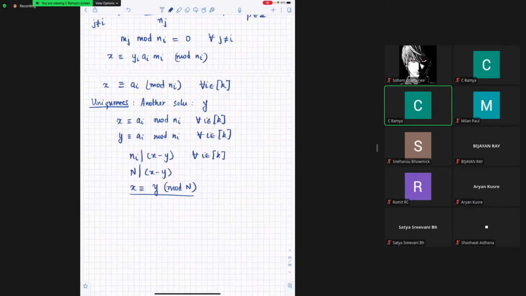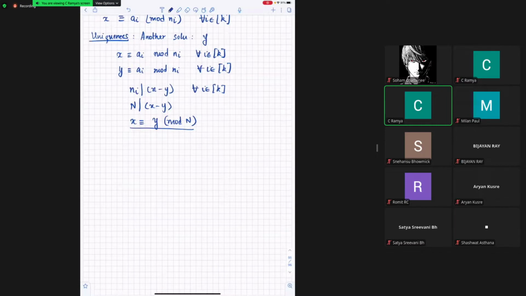So now one question that you might ask is, what happens when these ni's are not relatively prime? So I will state the generalization of CRT, but we won't prove this here.